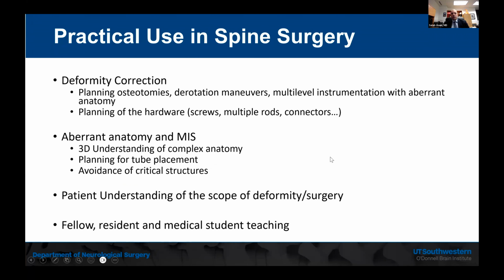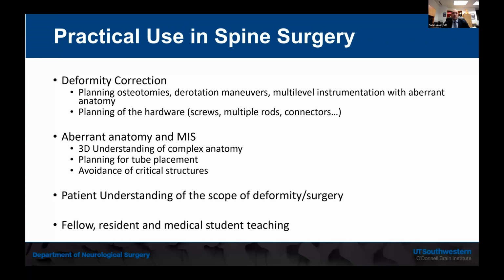Currently in spine surgery, there's three major aspects of 3D printing. I use it, and our institution uses it, for deformity correction. It allows us to plan the osteotomies better, the derotation maneuvers in a big coronal curve, and allows us to think about how we're going to place our instrumentation, especially if patients have aberrant anatomy. That'll allow us to line up the screws better with the correction in mind so that the routing doesn't take long.